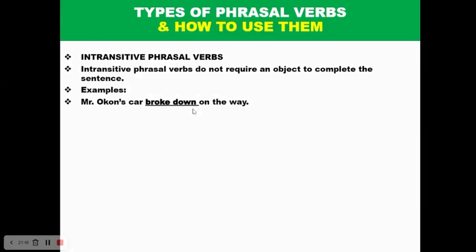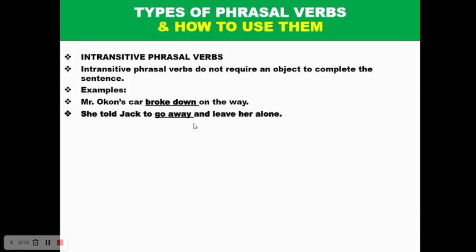Mr. Okon's car broke down on the way. Now, broke down here is an intransitive phrasal verb. It doesn't require an object. In fact, we can even remove on the way, and this will still be meaningful. Mr. Okon's car broke down, full stop. It doesn't require any object.